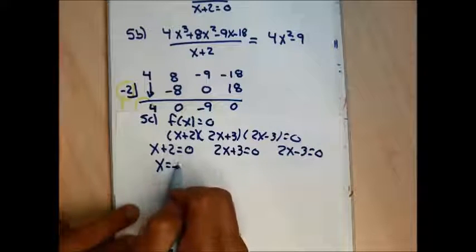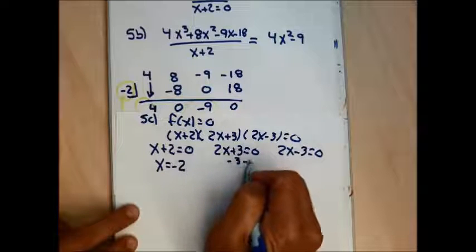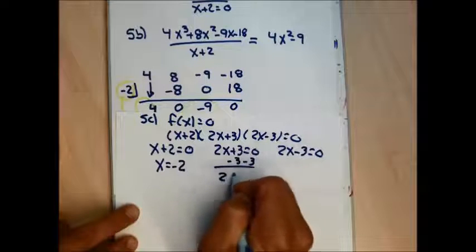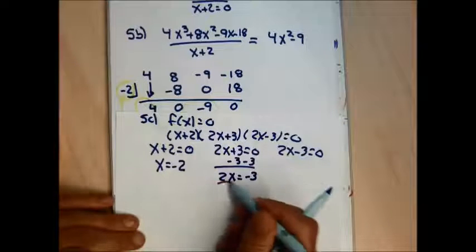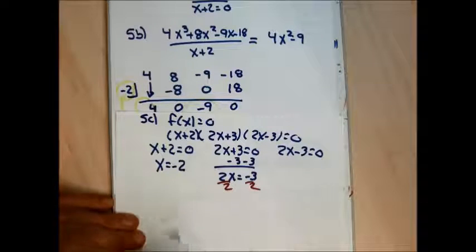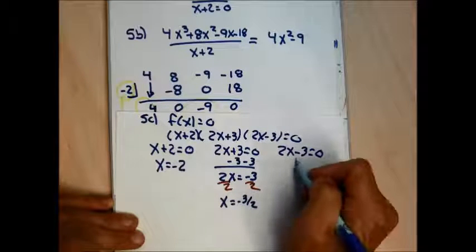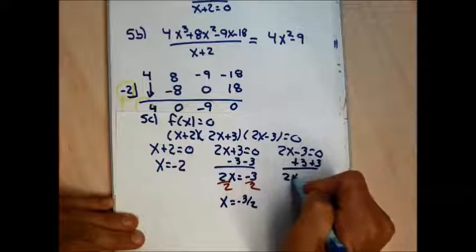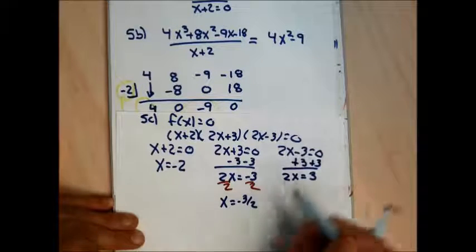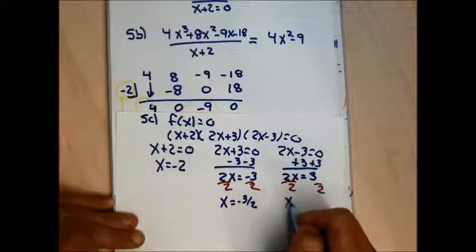First factor gives me x equal to -2. The middle factor, you subtract 3 from both sides and get 2x equal to minus 3. And then you divide by 2 and get x equal to minus 3/2. The last one, you add 3 to both sides and get 2x equal to 3. And then divide both sides by 2 and get x equal to 3/2.